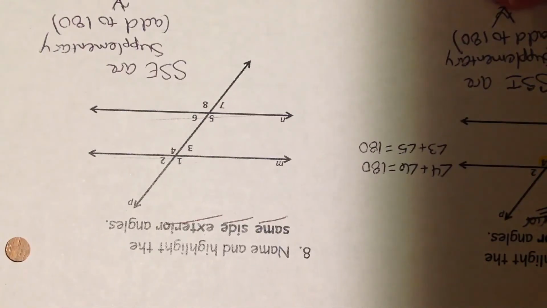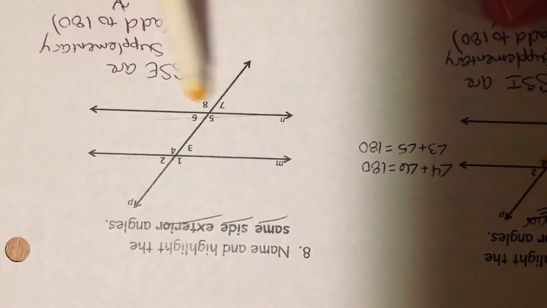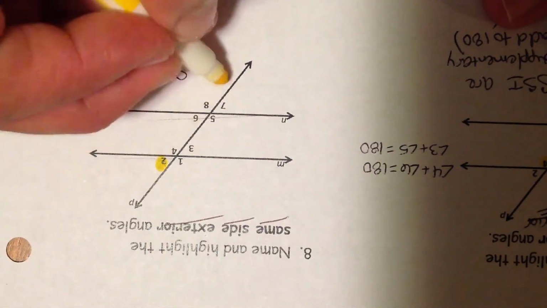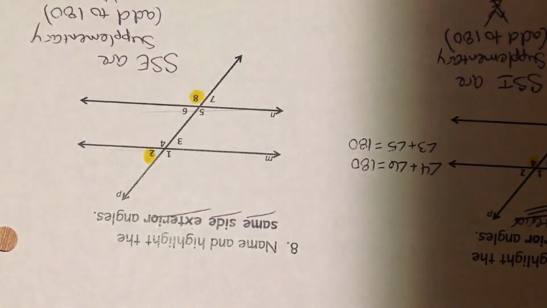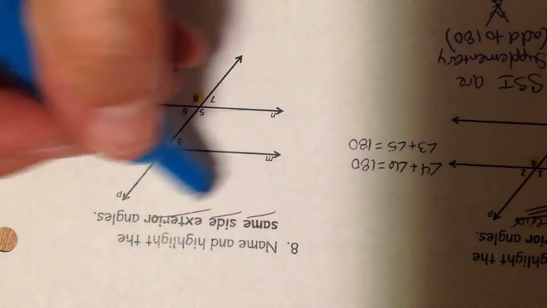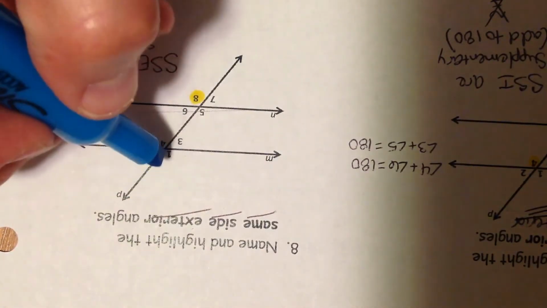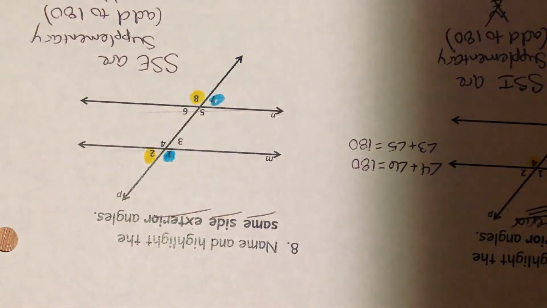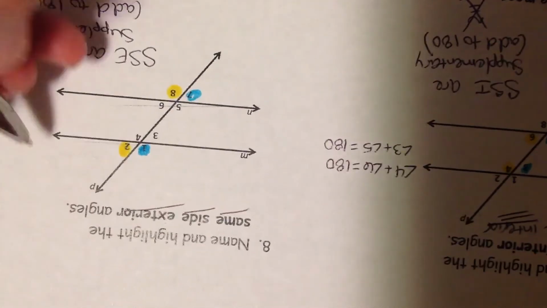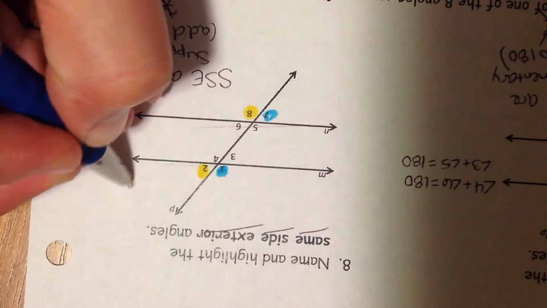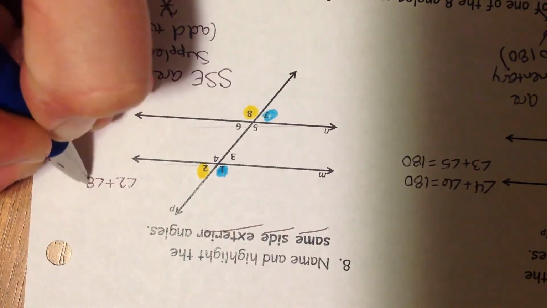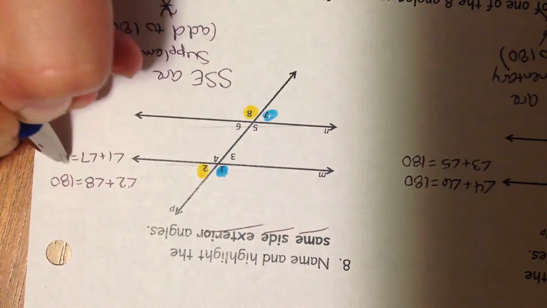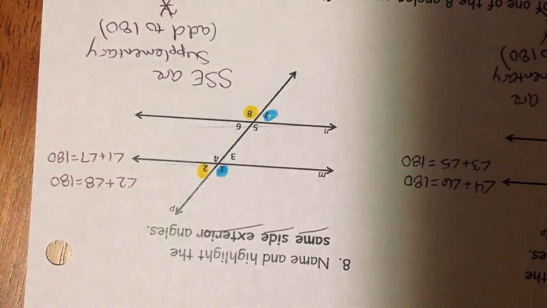So let's look again. In order to qualify, they have to be above line M or below line N, so they're exterior. So we have angle 2, and on the same side of the transversal we have angle 8. And on the other side of the transversal, the exterior angles would be angle 1 sitting above line M, and angle 7 sitting below line N. So because they're supplementary, they add to 180, so I say angle 2 plus angle 8 equals 180. Angle 1 plus angle 7 equals 180.